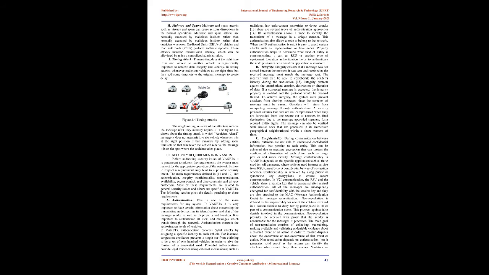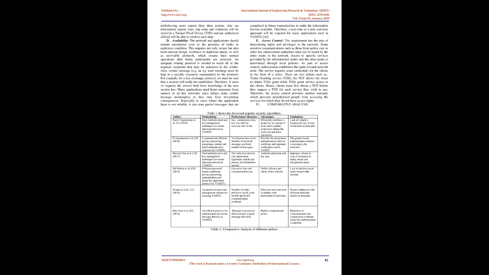B. Integrity. Integrity ensures that a message was not altered between the moment it was sent and received, as the received message must match the message sent. The receiver will then be able to corroborate the sender's identity during the transaction. [15] Integrity protects against the unauthorized creation, destruction, or alteration of data. If a corrupted message is accepted, the integrity property is violated and the protocol would be deemed flawed. To achieve integrity, the system must prevent attackers from altering messages, since the contents of a message must be trusted.